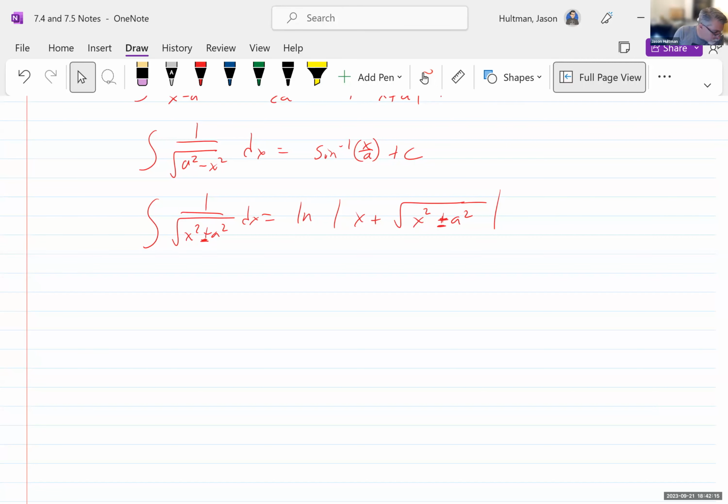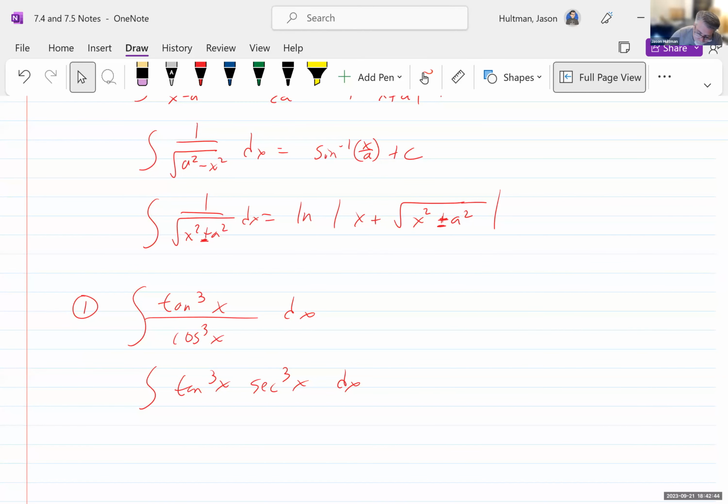Okay. Number 1. Take the integral of tangent cubed x over cosine cubed x dx. Okay, so this is going to be the integral of tangent cubed x times secant cubed x dx.